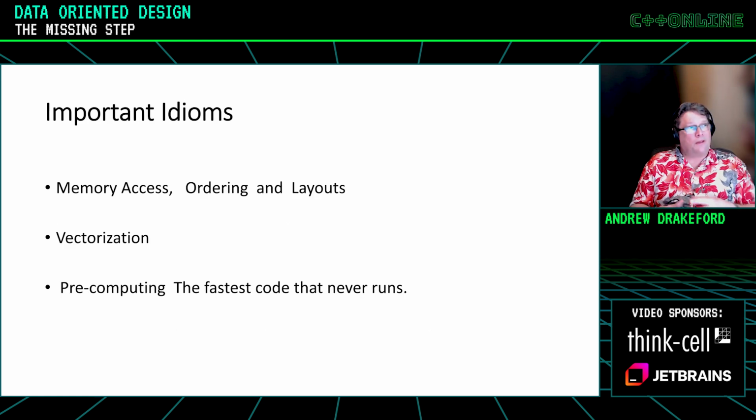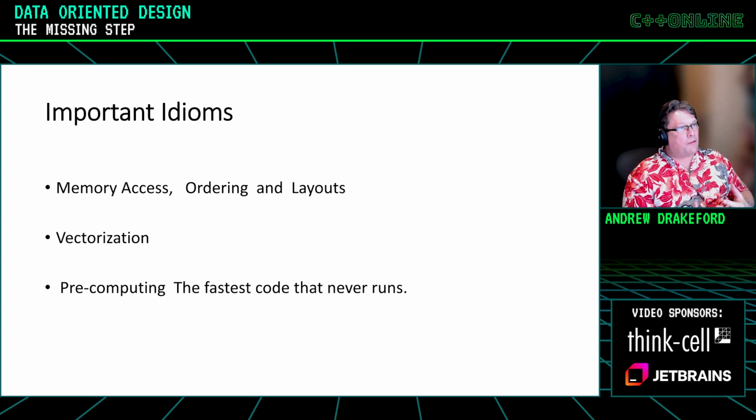So we're going to look at some important idioms that can be useful in working with the processor. The core idea really is around memory access, the ordering of memory access, the layout of data in memory, how we're going to do vectorization, and pre-computation. If you pre-compute something, it's really fast because it doesn't run.